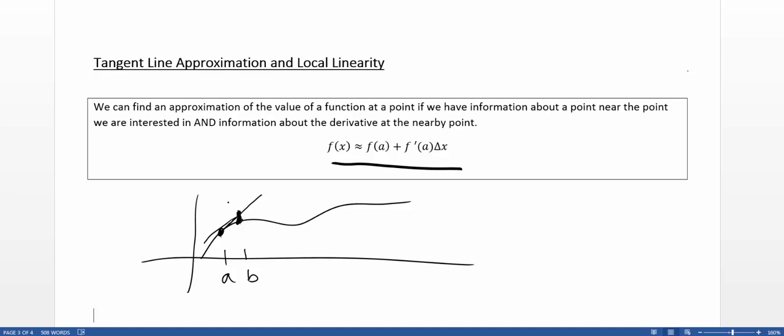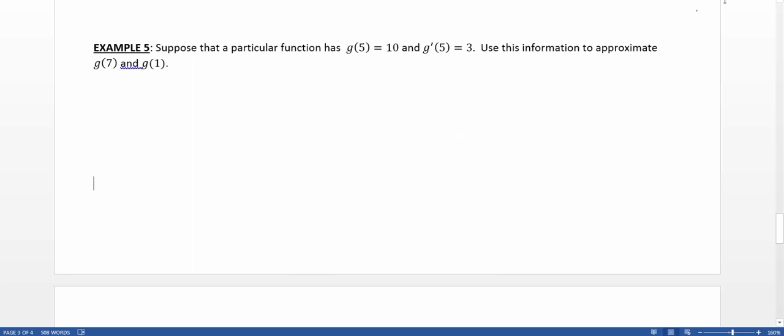So let's look at a couple of examples of how we use this particular function to approximate what's happening. Suppose that a particular function has g of 5 equals 10 and g prime of 5 equals 3. Use this information to approximate g of 7 and g of 1. So again, the two things we need to be able to do local linear approximation is we need information at a point and information about the derivative at the same point.